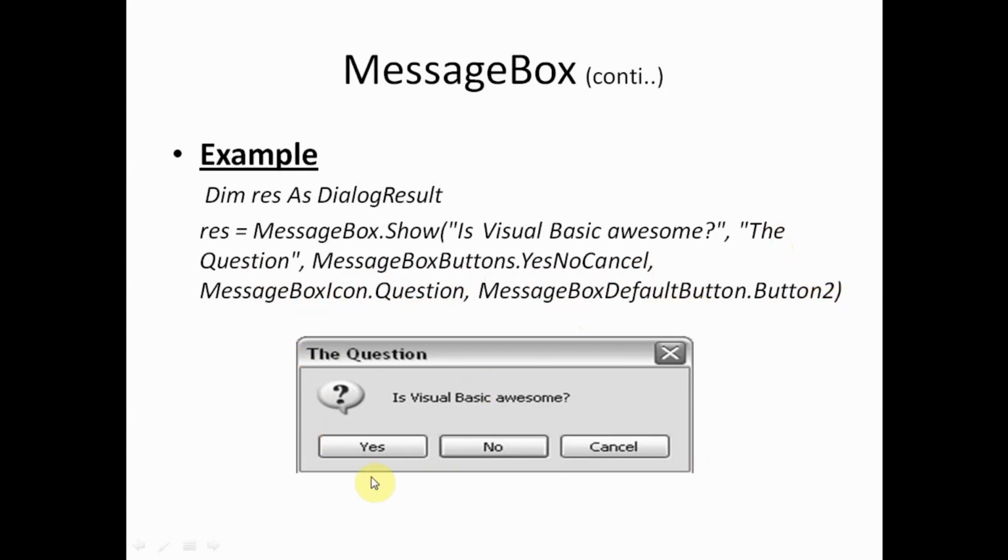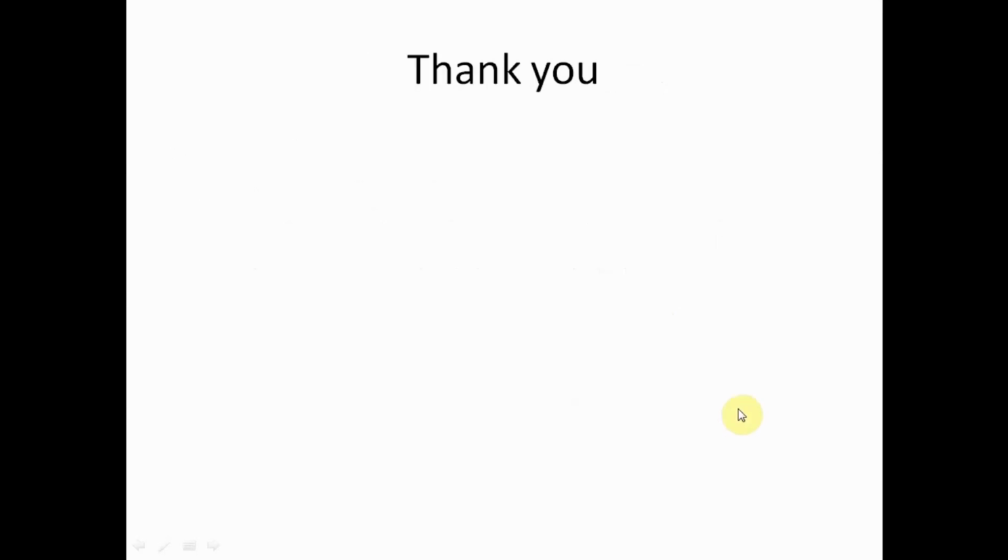So here is the message box that will be displayed. See over here is "Is Visual Basic awesome?" Here is the text that is displayed within the message box. This is the caption which is displayed within the title bar, that is the question. Then there are 3 buttons that are displayed, that is yes, no, and cancel. The icon that is displayed is the question mark icon, and no will be selected by default whenever this message box is displayed to the user. So here we complete the theory portion of our tutorial.